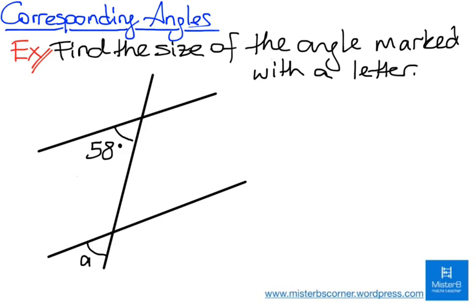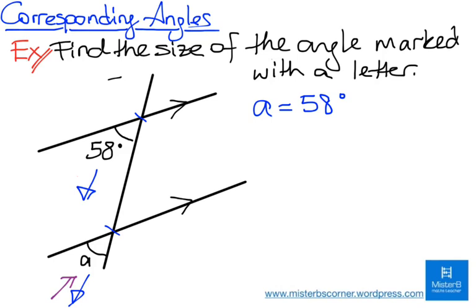Let's look at this example. Now here, these two lines are parallel, so we can talk about corresponding angles. And the question says, find the size of the angle marked with a letter. So we want to find the measure or size of this angle. And obviously, just because these lines are parallel and there's a line cutting them, intersecting them at these two points, we now have corresponding angles. You can see that these angles look at the same direction. So you can say that A is 58 degrees.